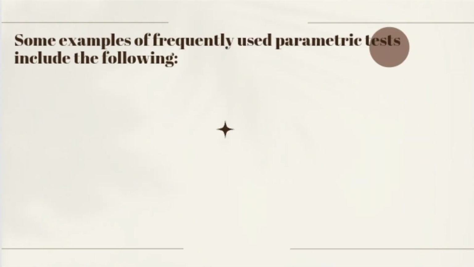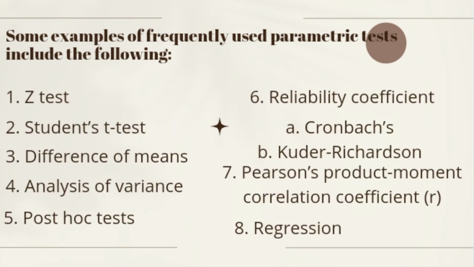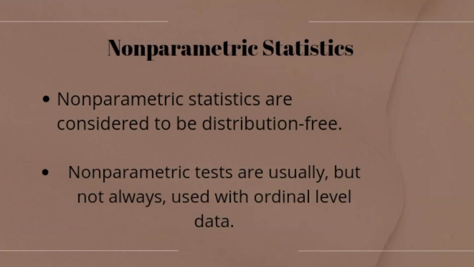Some examples of frequently used parametric tests include the following. 1. Z-test. 2. Student's t-test. 3. Difference of means. 4. Analysis of variance. 5. Post hoc tests. 6. Reliability coefficient. 7. Pearson's product moment correlation coefficient. 8. Regression.